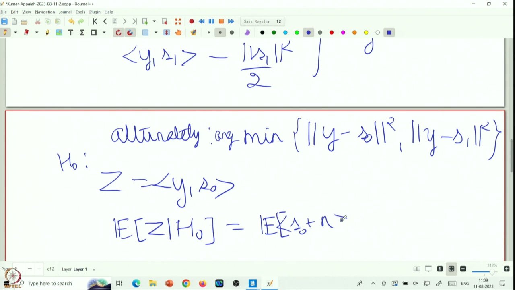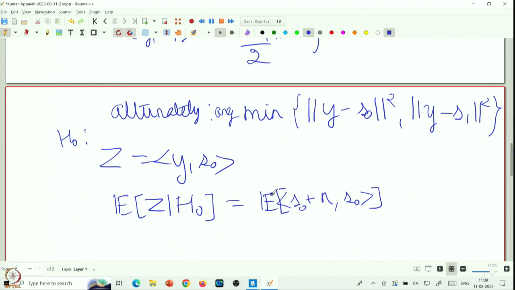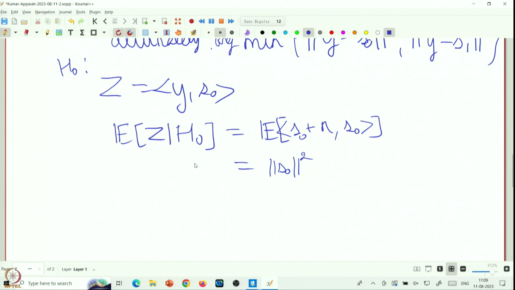S0 plus n comma S0, and I am not going into the full details. Actually, I should have done covariance. Let me just, no, it's expectation, fine. This is going to be norm S0 square. Similarly, variance of z given h0, not surprisingly, is the covariance of, now here you have to be very careful. Under hypothesis h0, what is y? S0 plus n.